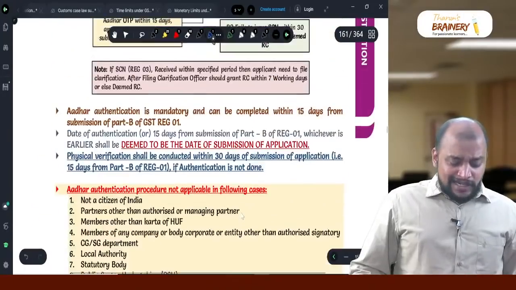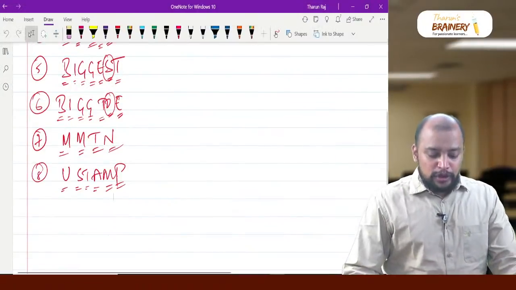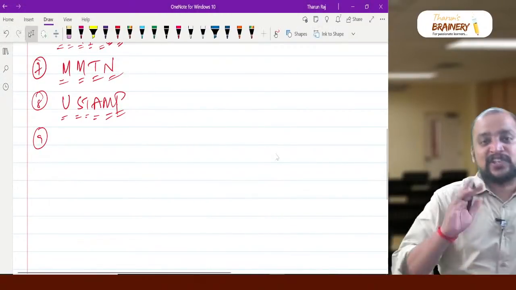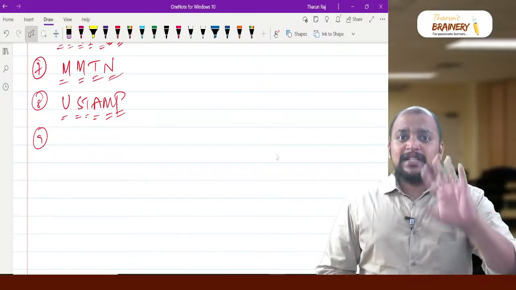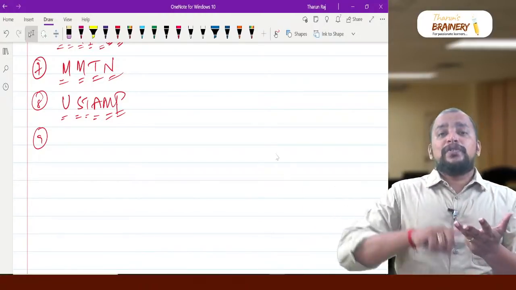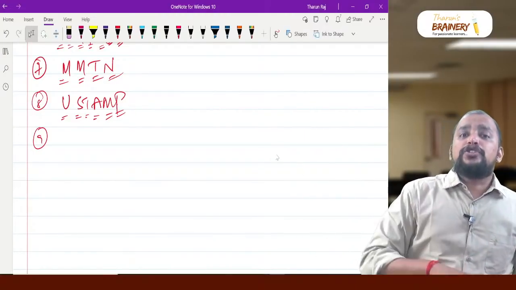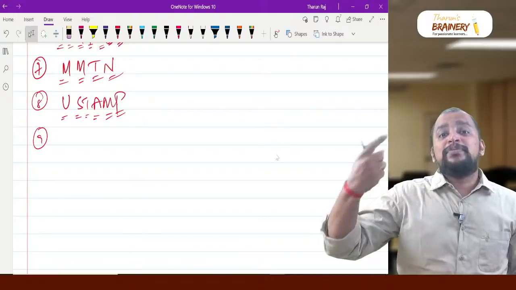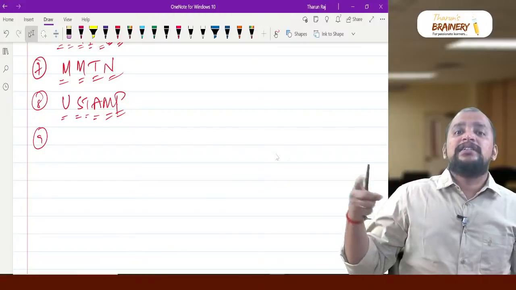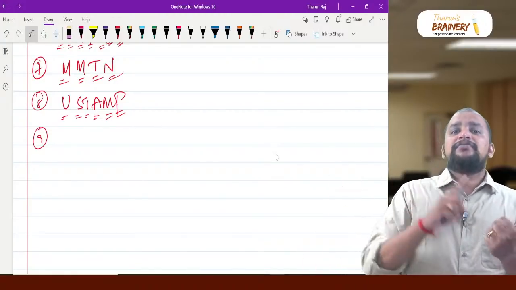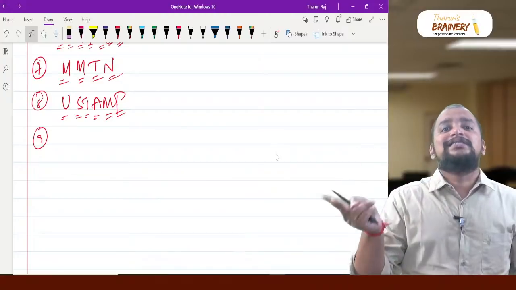Aadhaar authentication is not applicable to whom? This is also a theory area which can be tested. To remember it easily: first, individual. For an individual, it is not applicable to one who is not a citizen of India. Number 2, for HUF, it is not applicable for members other than the Karta. For partnerships, it is not applicable to persons other than the managing or authorized partner. Then for any other entity, Aadhaar authentication is not applicable for persons other than the authorized signatory.